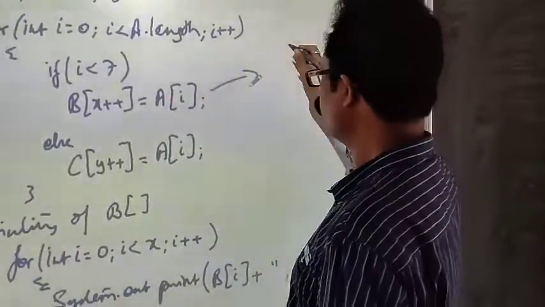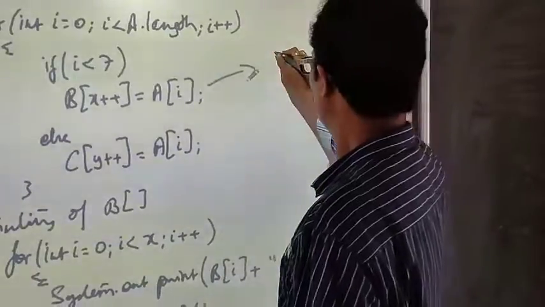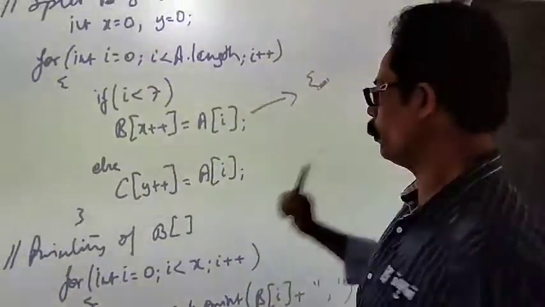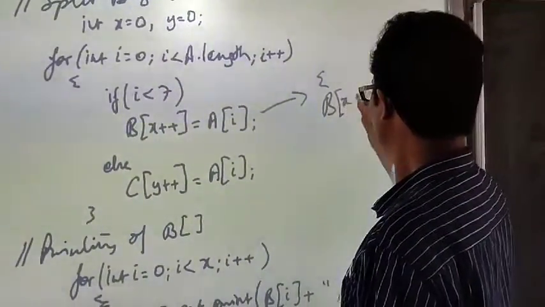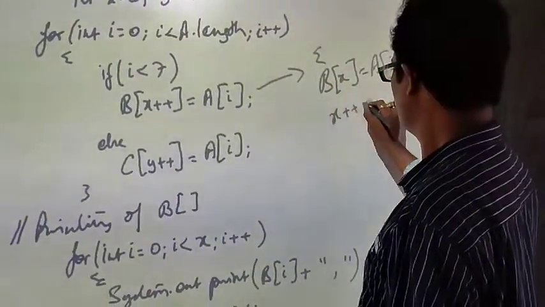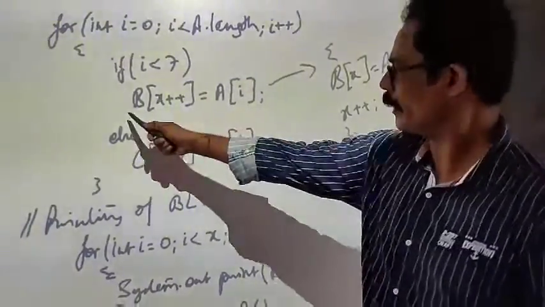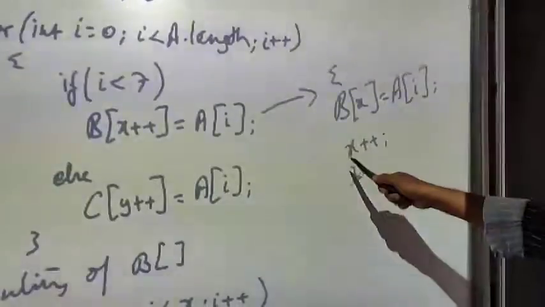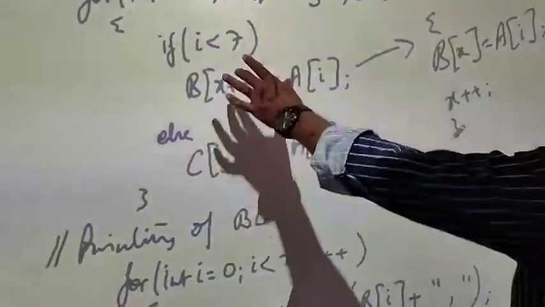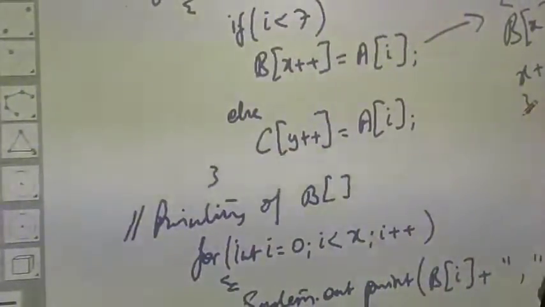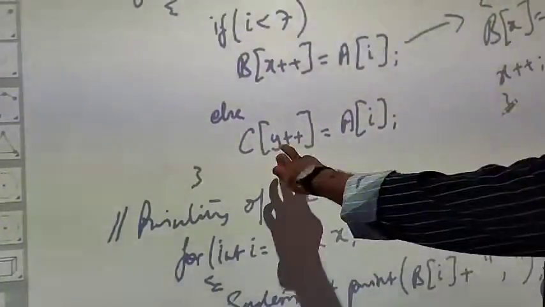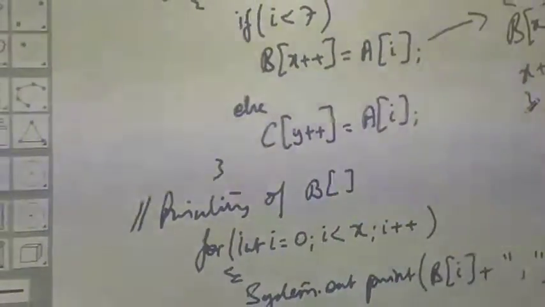We can also write it another way, as I said earlier. After if i less than 7, open a block and write B[x] equals A[i] and x plus plus, and close. So instead of writing this one statement, you can write these two statements within the block, or you can simply write this single statement here. Otherwise, it goes into C. If not B, once B is over, then it goes into C. C again will start from index 0. So that's why we have taken y over there, and y keeps on increasing by 1.